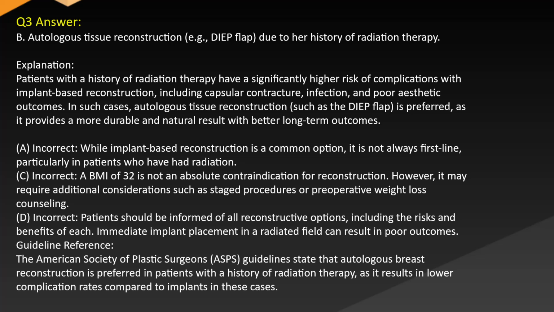A. Incorrect. While implant-based reconstruction is a common option, it is not always first line, particularly in patients who have had radiation. C. Incorrect. A BMI of 32 is not an absolute contraindication for reconstruction. However, it may require additional considerations such as staged procedures or preoperative weight loss counseling. D. Incorrect. Patients should be informed of all reconstructive options, including the risks and benefits of each. Immediate implant placement in a radiated field can result in poor outcomes.